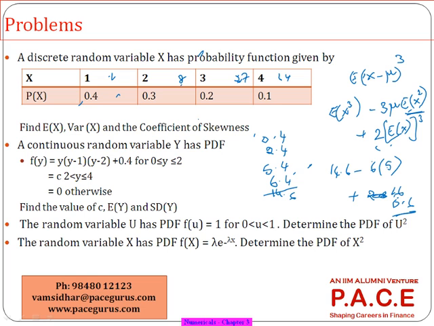This is not the coefficient of skewness, this is skewness. Skewness is 0.6. So coefficient of skewness is nothing but skewness divided by the standard deviation whole cube, or variance to the power 3 by 2. Variance we have already got as 1. 1 to the power 3 by 2 again is 1 only. So you can very well say that the coefficient of skewness is 0.6. Once the coefficient of skewness is 0.6, probably you may say that it is a positively skewed kind of distribution.